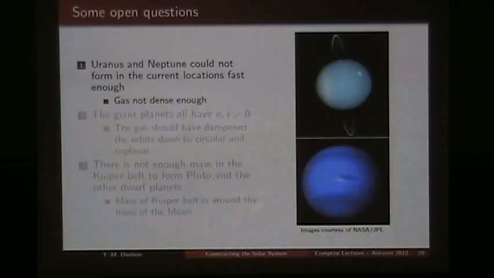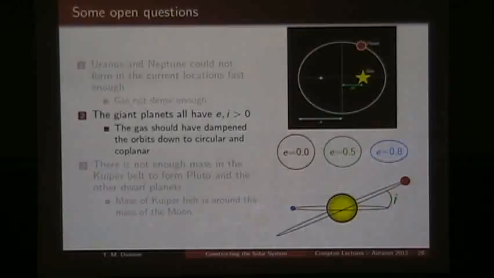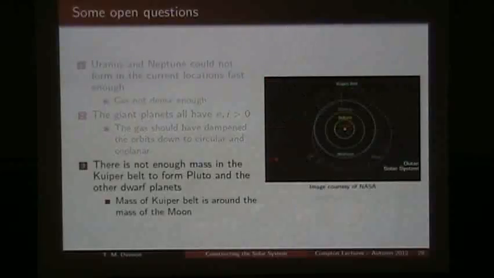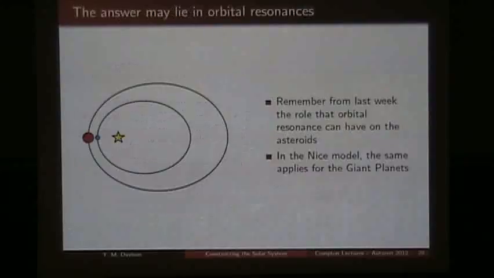A second open question is why do the giant planets all have eccentricities and inclinations that are non-trivial? They're much greater than zero. It's thought that if they form quickly, the gas may have dampened their orbits down to circular and coplanar orbits. And finally, the question of how the dwarf planets and Pluto formed in the Kuiper belt, as the mass of the Kuiper belt is thought to be too small today to have been able to support the growth of these dwarf planets. And the answer actually may lie in orbital resonances.